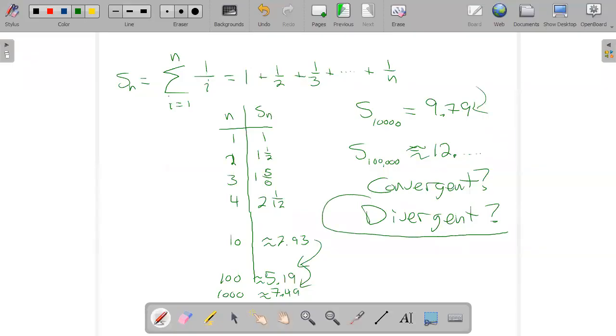There's some evidence it diverges, but I have to come up with a better argument that it's going to continue to increase forever. It's increasing. I'm still not convinced it's increasing forever. We'll come back to that. I'm going to leave it as unknown for now. Divergent, question mark, exclamation point. We'll see.